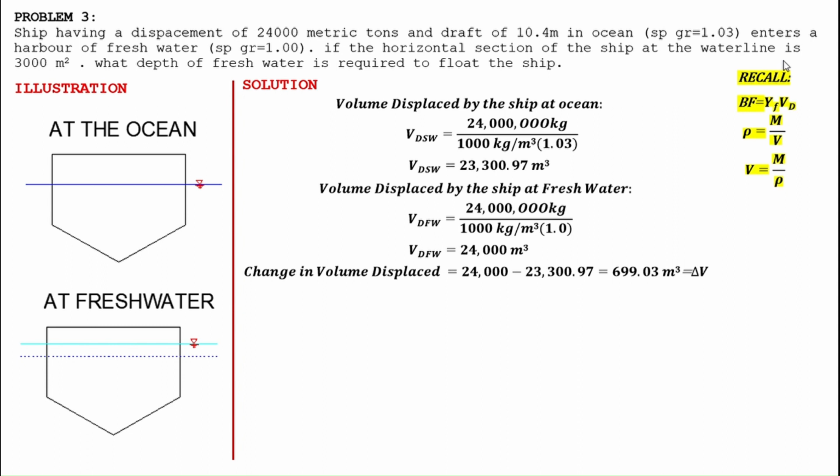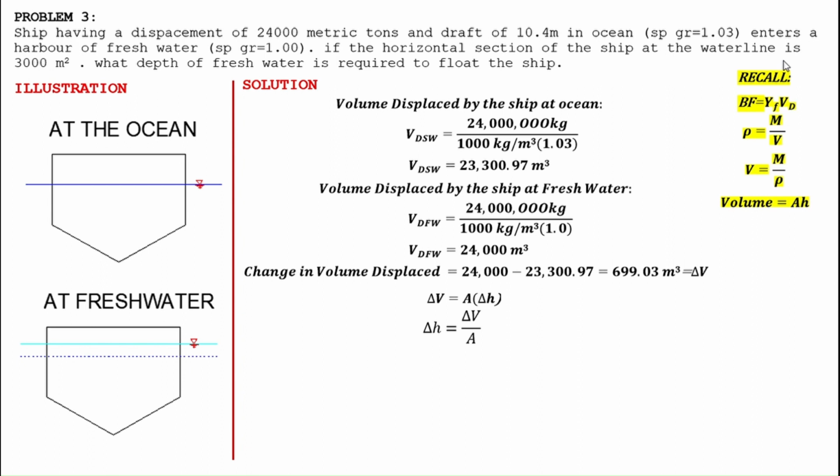Now from basic solid mensuration, we can recall that volume is equal to area times height, or change in volume is equal to area times change in height. Substituting it into our solution, we get delta V, or change in volume displaced, is equal to area times delta H, or change in draft. Delta H is now equal to delta V divided by area.